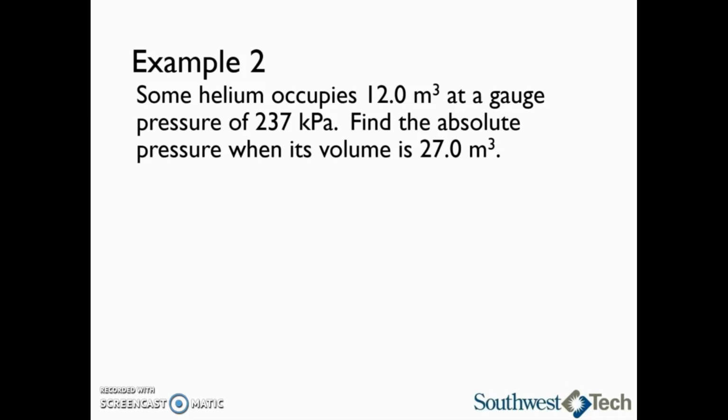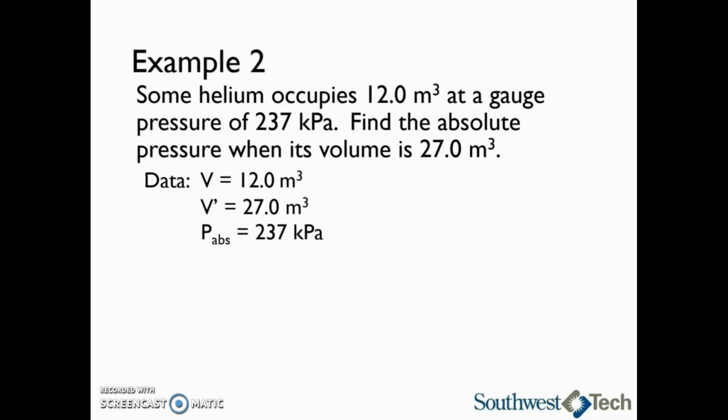First, we will write down everything we know. The original volume, V, is 12.0 cubic meters. The new volume, V prime, is 27.0 cubic meters. The original pressure, P, is 237 kPa. However, we need the absolute pressure, not gauge pressure, so we will take the gauge pressure and add 101 kilopascals. This gives us an original absolute pressure of 338 kPa. We are trying to find the new pressure, P prime.